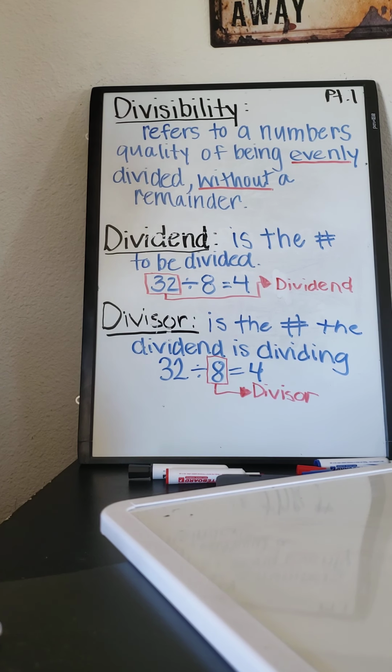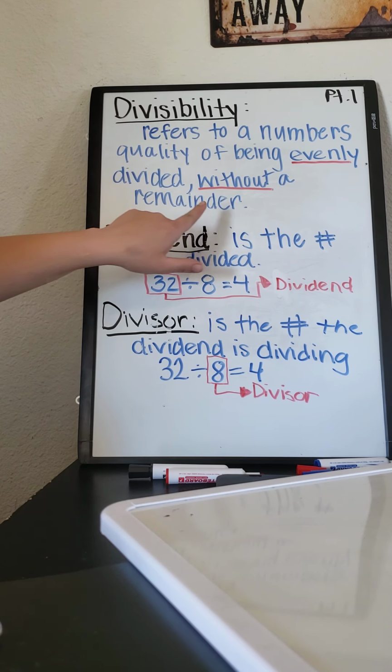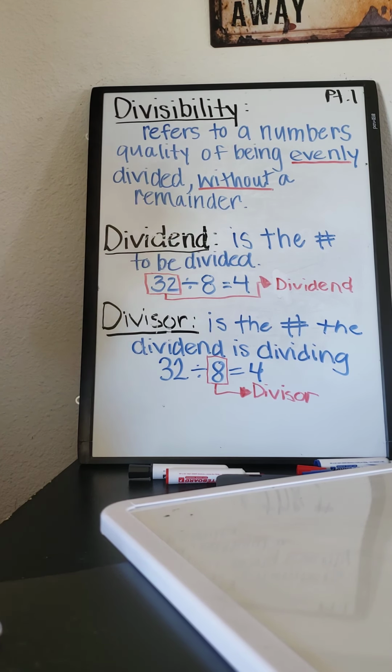The word divisibility refers to a number's quality of being evenly divided without a remainder. It is important that it does not have a remainder to follow these rules. Now, the word dividend, our second term, this is the number that is to be divided. In the equation 32 divided by 8 equals 4, the number 32 is the dividend.